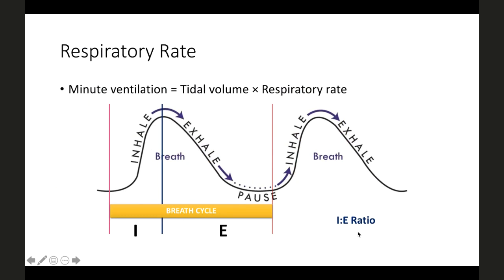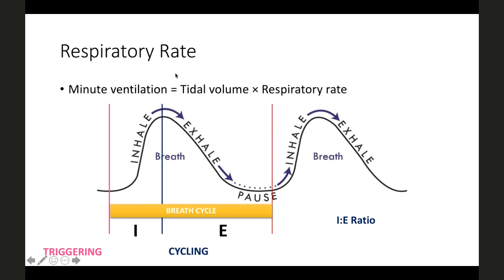Okay, IE ratio. IE ratio is simply the ratio between the duration of inspiration and expiration. Normally it is around 1:2 to 1:3.5. And what starts an inspiration? This point is called triggering. And the point of turnover from inspiration to expiration is called cycling. So remember this terminology. Triggering is initiating a breath, and cycling is the changeover from inspiration to expiration.